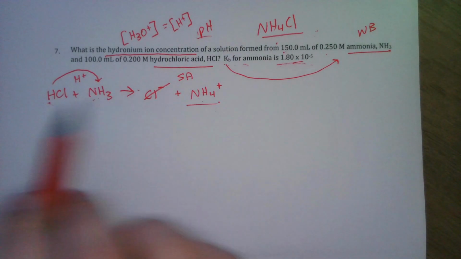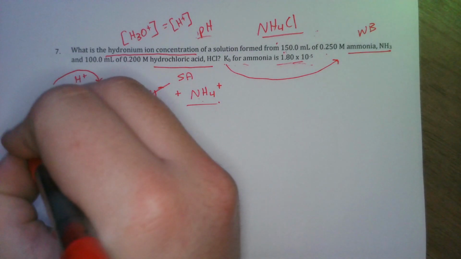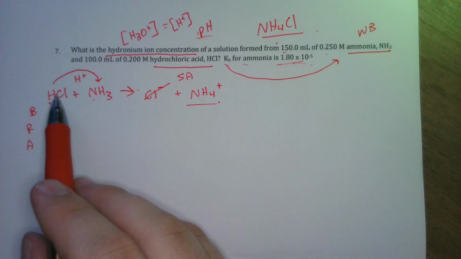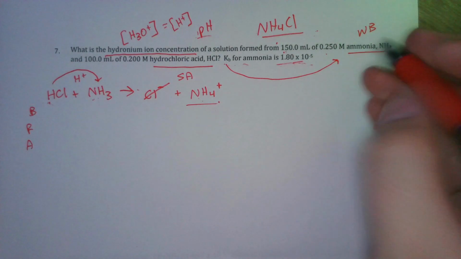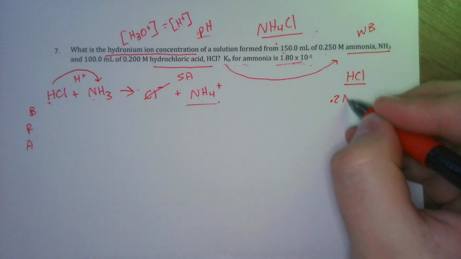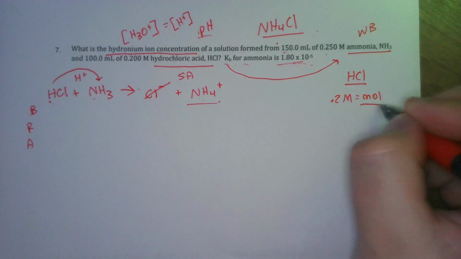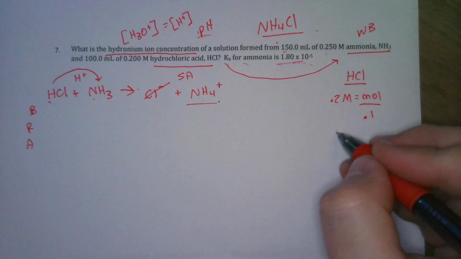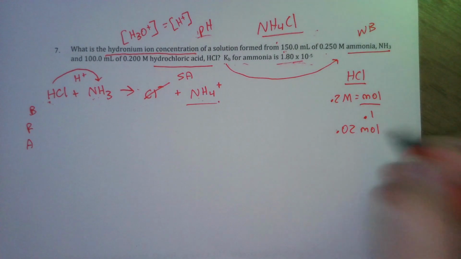Okay, so this is my acid and base reaction. It's going to be a BCA table. Okay. I'm going to calculate how many moles of everything I have. I'll start with HCl. I have 0.2 molar. I have 0.1 liters, meaning I have 0.02 moles of HCl.